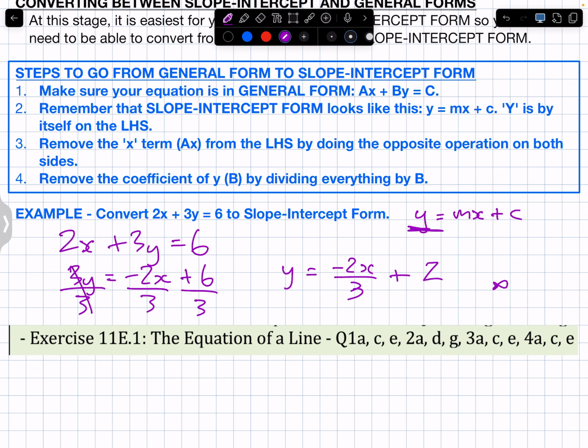Can you get that example down, please? You converted from general to slope intercept form. And then I'll do the second lesson. I'll leave you alone for 40 minutes.